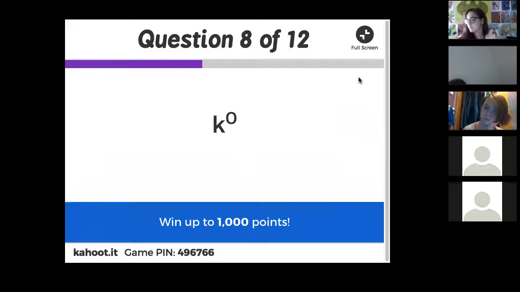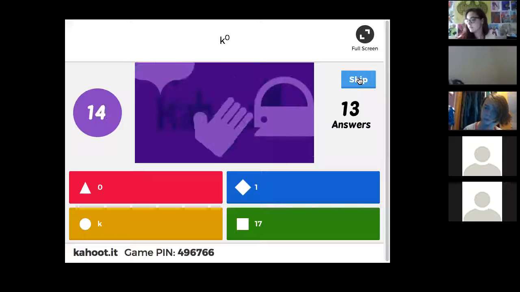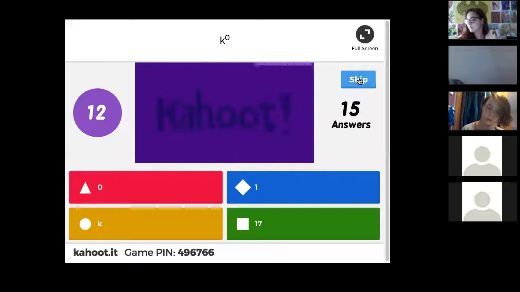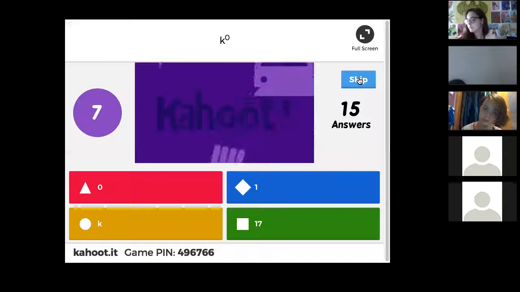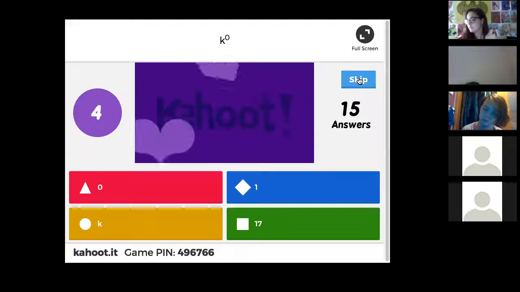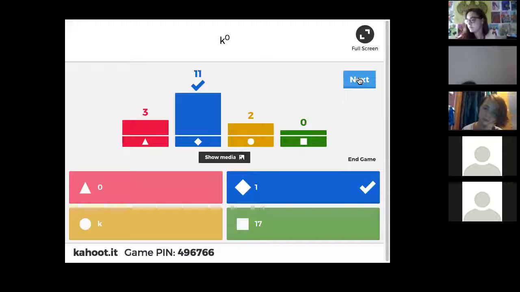K to the 0 power. What is the answer to this question? So we're kind of applying what we learned earlier. Yeah, you guys are getting it. Good job. So it's 1. Always 1. Doesn't matter if it's a letter or a number, it's always going to be 1. Because that letter represents a number of some kind that we just don't know, right?